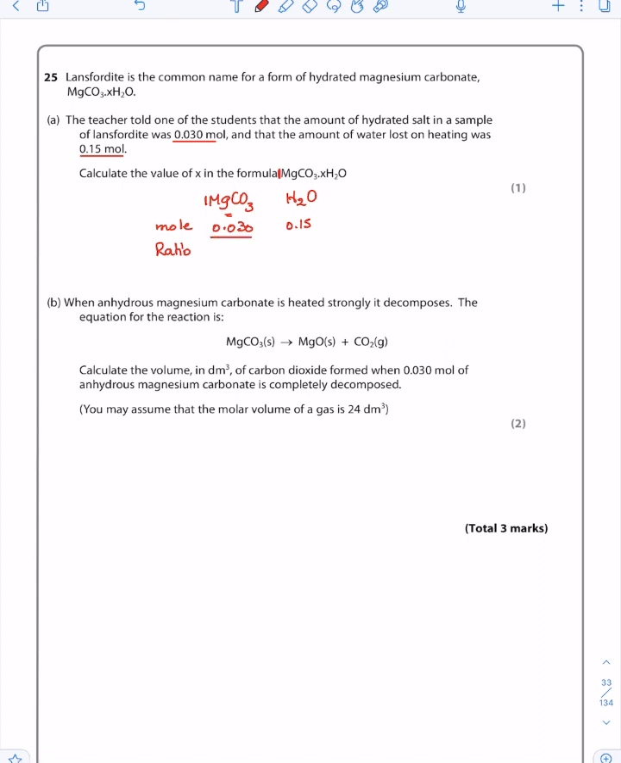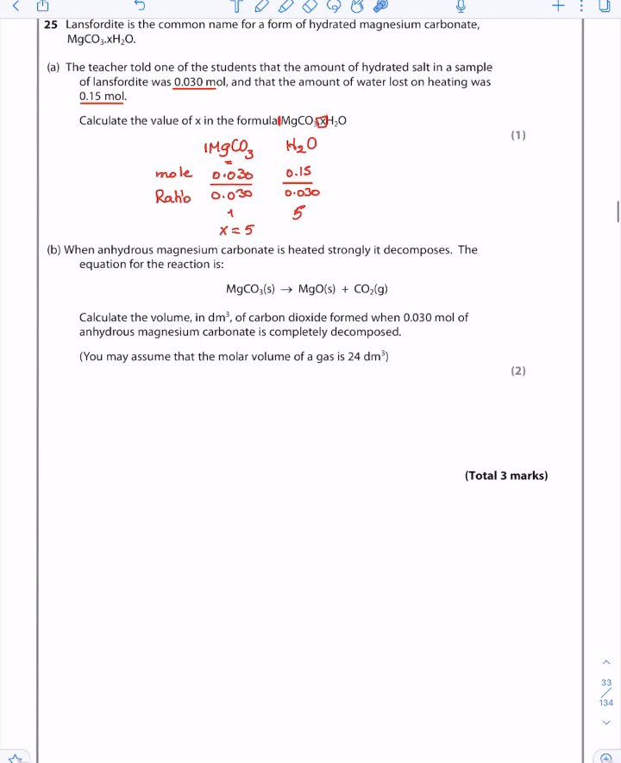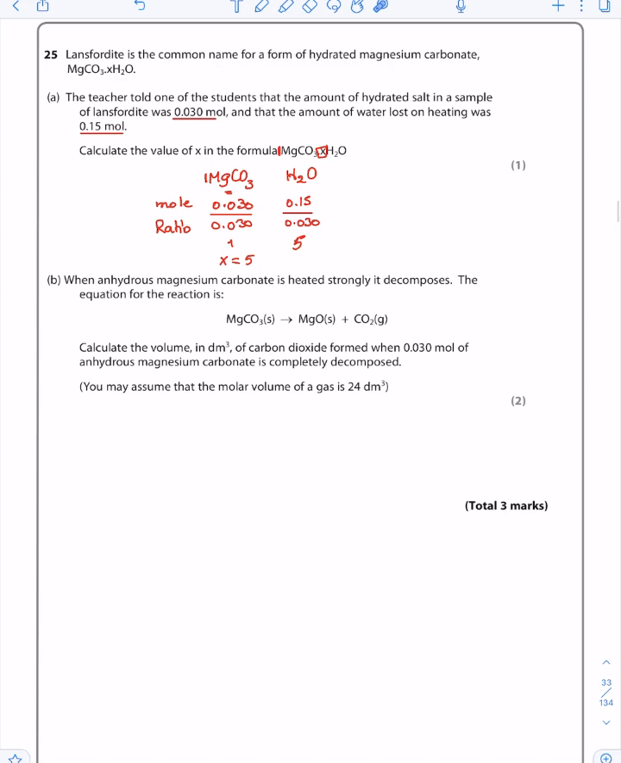هنعمل dividing على smaller number اللي هي 0.030، وهنا 0.030 هتطلع 1 to كام؟ 1 to 5. يبقى ده معناه إن الـ X value بتاعتها بكام؟ بـ 5. يبقى الـ value of X is equal to 5، لأن الريشيو بين المغنيسيوم كربونات للووتر 1 to X واحنا مطلعينها 1 to 5، يبقى الـ value of X is equal to 5.